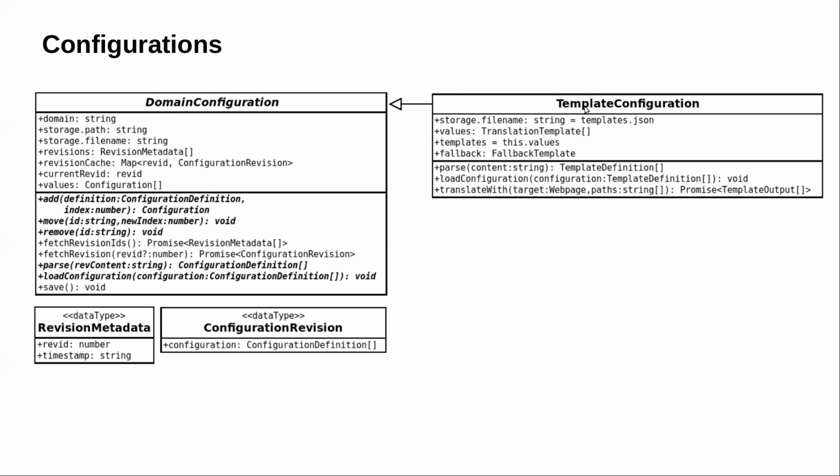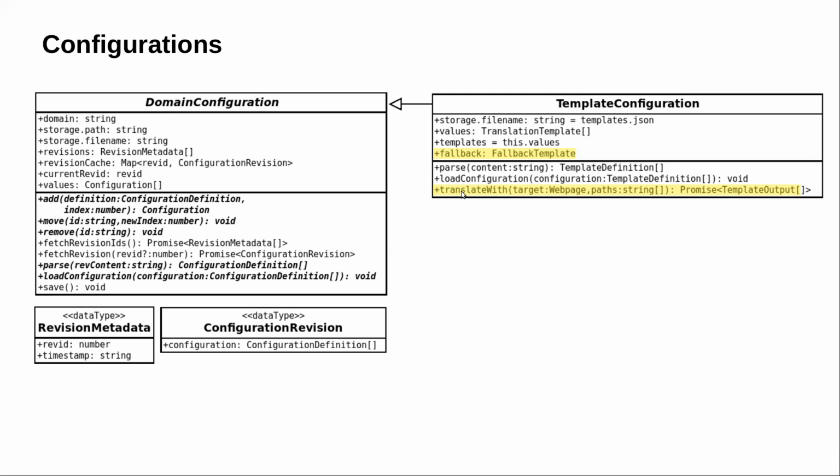So for the specific template configuration class, we have 2 things to highlight here. First of all, it has the templates property, which is just an alias of the values property. And here we store, let's say, for example, we have 5 templates defined for example.com. Then the templates property would have template object 1, template object 2, until template object 5. We have the special fallback property, which stores the fallback template.